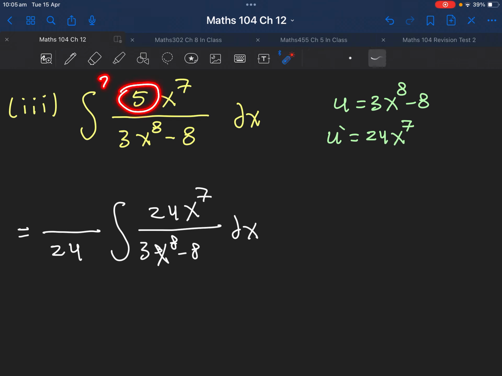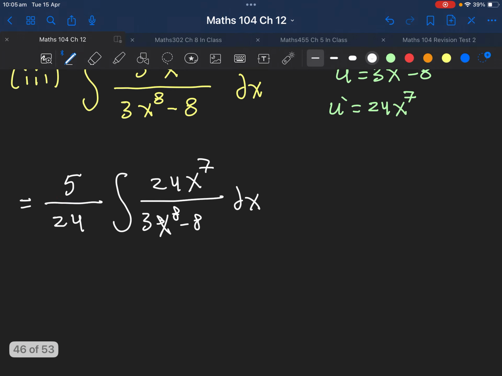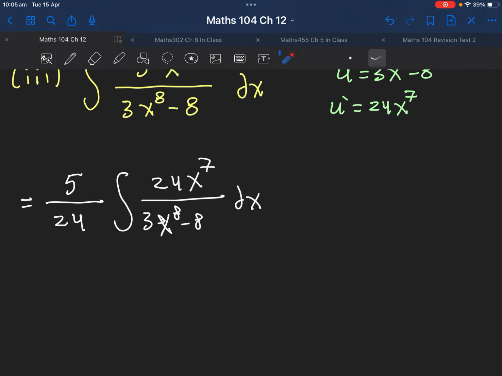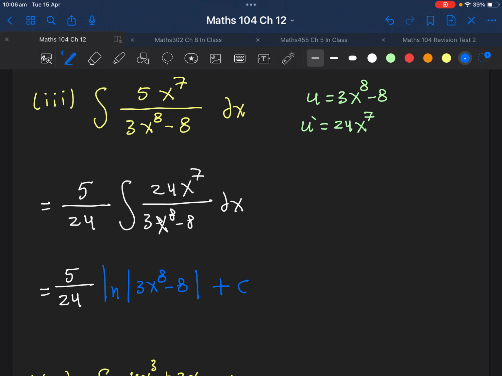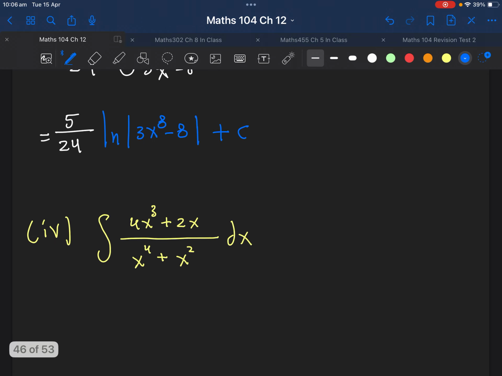And of course, you are asking yourself, where is 5? Just write it down outside. Just put 5 here. And now, let's check if I am in the perfect situation. Is this u? Yes. Is this u prime? Yes. So you get u prime and u. So the answer is just ln of u. So the final answer would be 5/24 and then we have ln of u. What is ln of u? It is just this one. And that's how we find the third question.